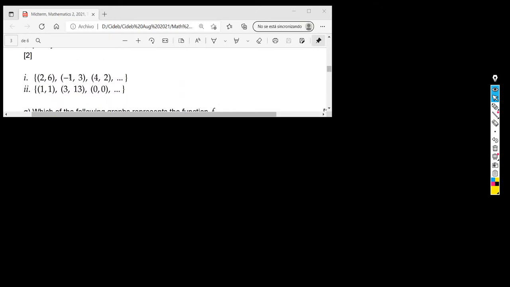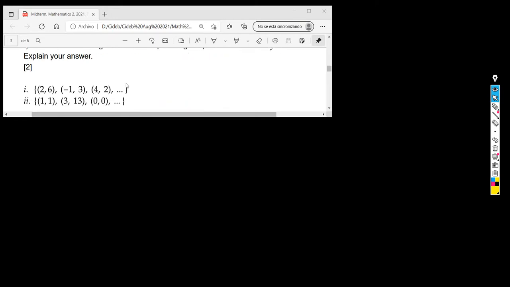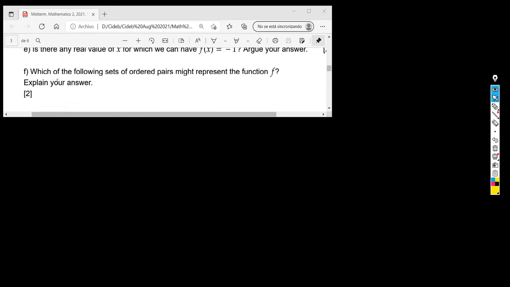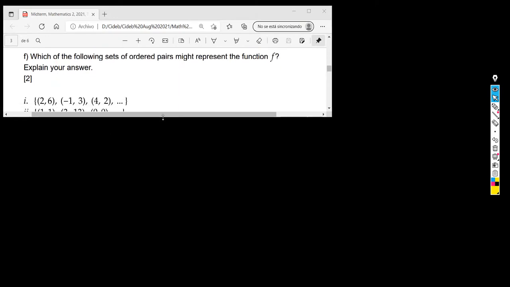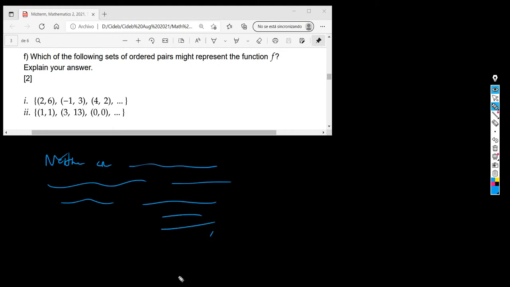Although, now that I think about it, it's a good thing that I made a mistake, because you should understand that the questions in any given exam might be wrong, and you can argue that. Most of you argued that neither of these sets represents the function, and that's okay. That's perfect.